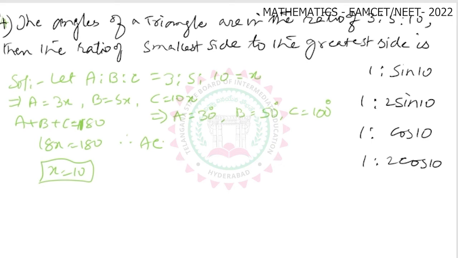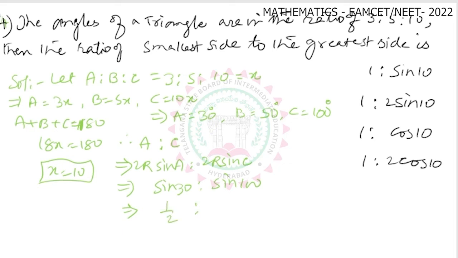Therefore A is to C. What is A by the sine rule? 2R sine A. What is C? 2R sine C. So 2R cancels. What is A? Sine 30 degrees. What is C? Sine 100 degrees. Right? So sine 30 is 1 by 2.